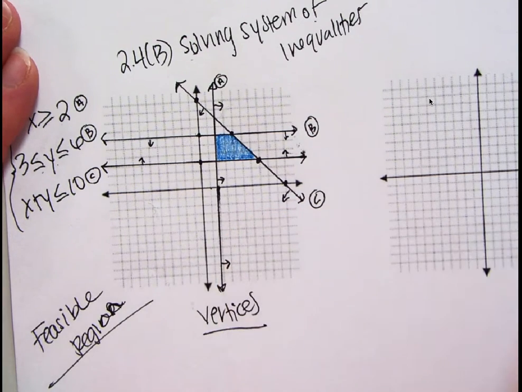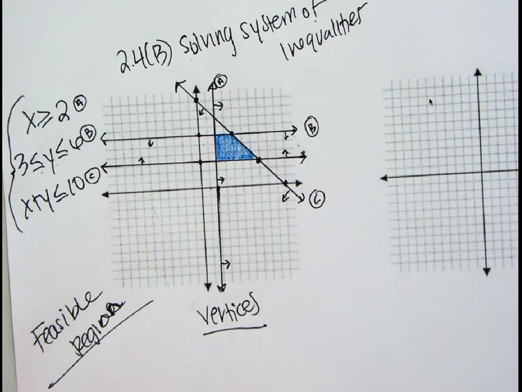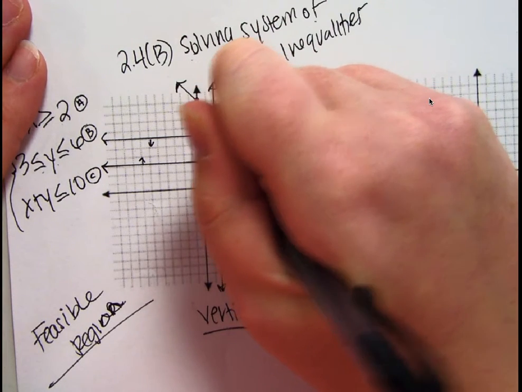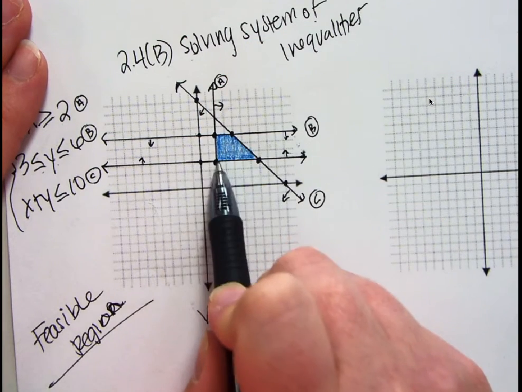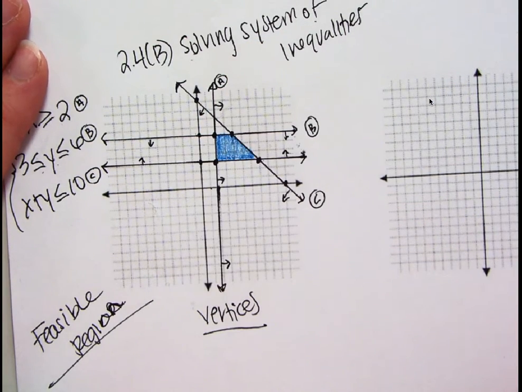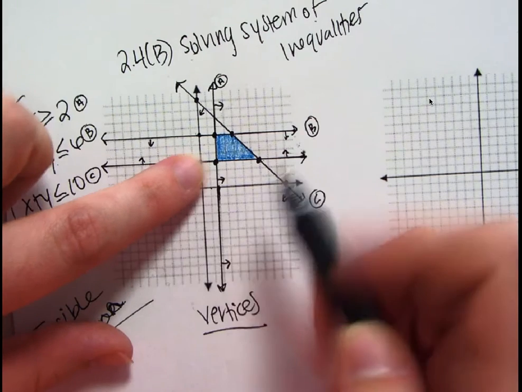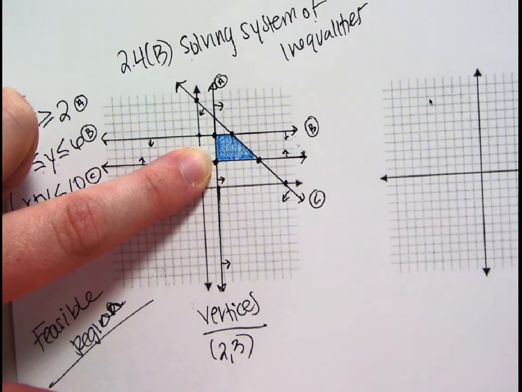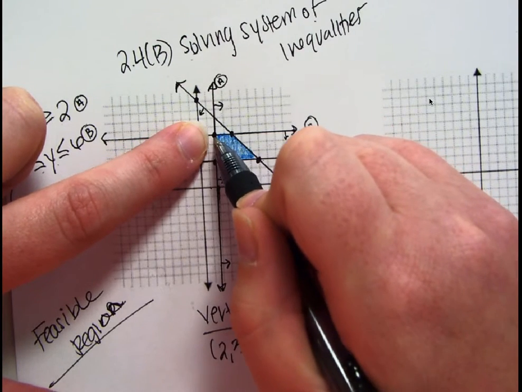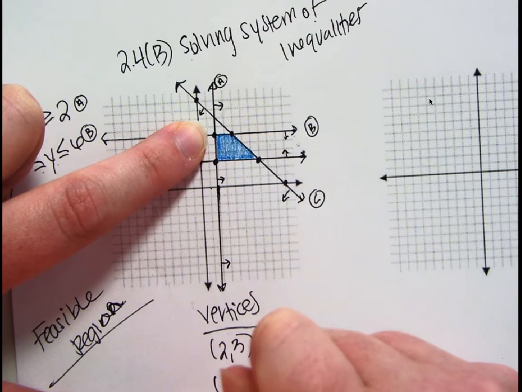So think back to geometry. A vertex is where two lines intersect. So the vertices are the corners of your feasible region. In this case, we have 4 vertices. The bottom left-hand corner is the vertex 2, 3. And then the top left is the ordered pair 2, 6.